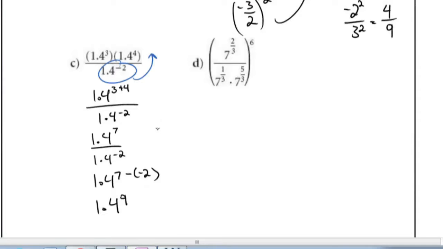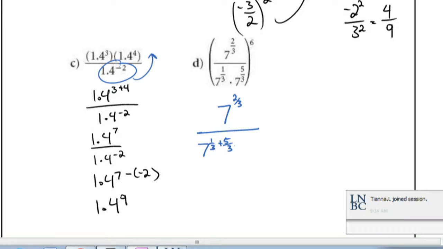So 7 to the power of 2 over 3. On the bottom I have 7 to the 1 over 3. And I'm multiplying it, so I'm going to add my exponents.